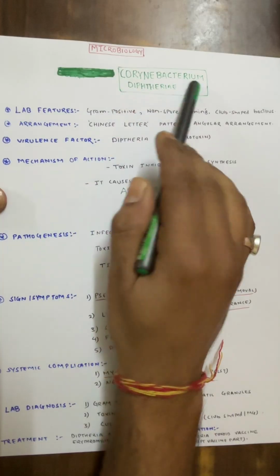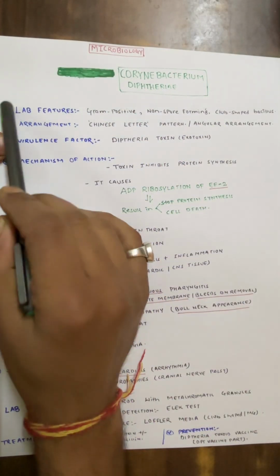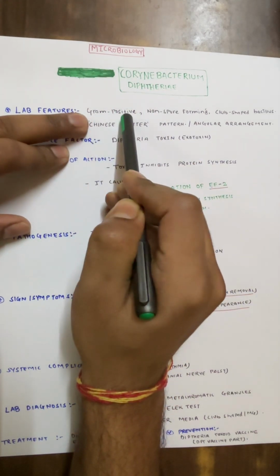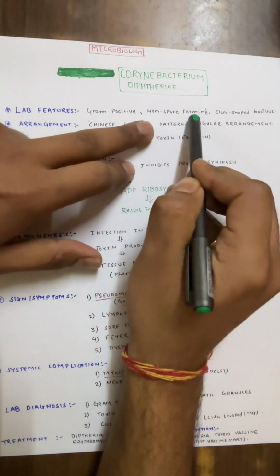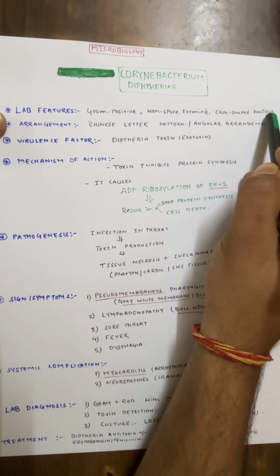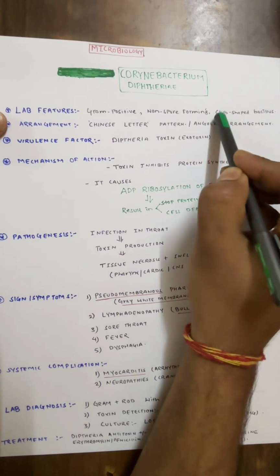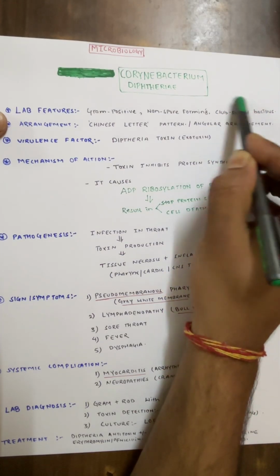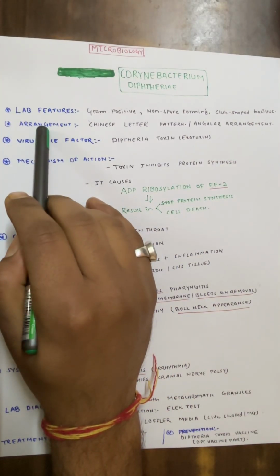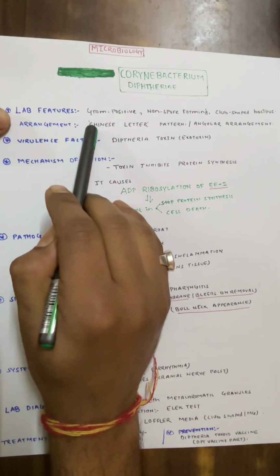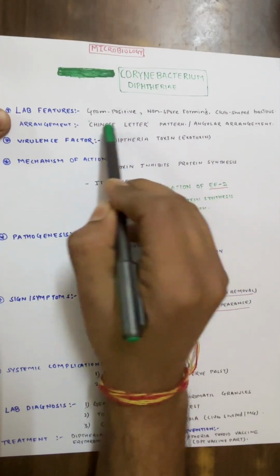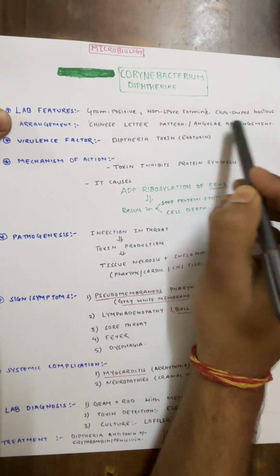So let's start our topic, Corynebacterium diphtheriae. Let's first talk about its lab features. We all know that Corynebacterium diphtheriae is a gram-positive bacteria, and it's non-spore forming. A spore is not formed by this bacteria, and it's a club-shaped bacillus, that is, rod shaped. Remember this club shape, sometimes in MCQs they give this. This bacteria has a special arrangement, which is also an important line for MCQs: a Chinese letter pattern. They often give the line Chinese letter pattern bacteria or angular arrangement.